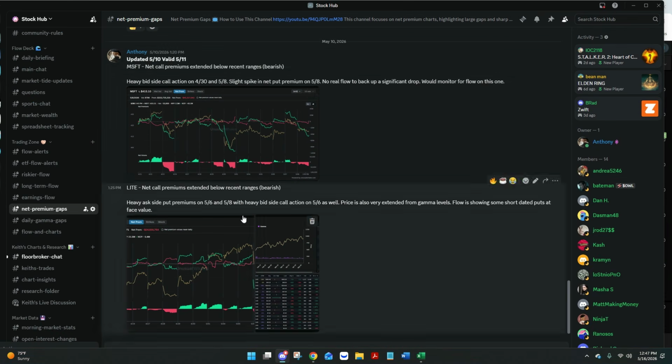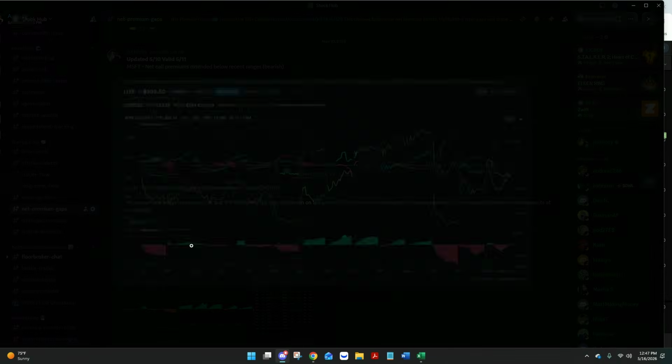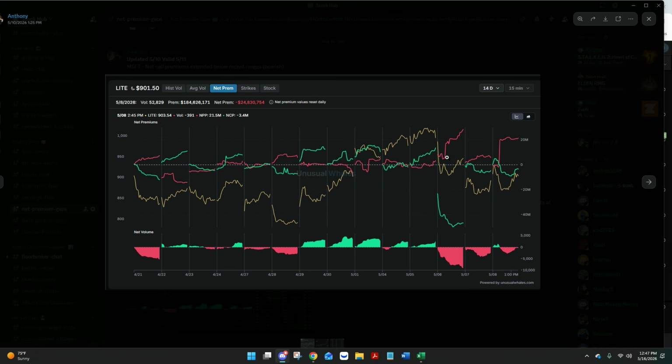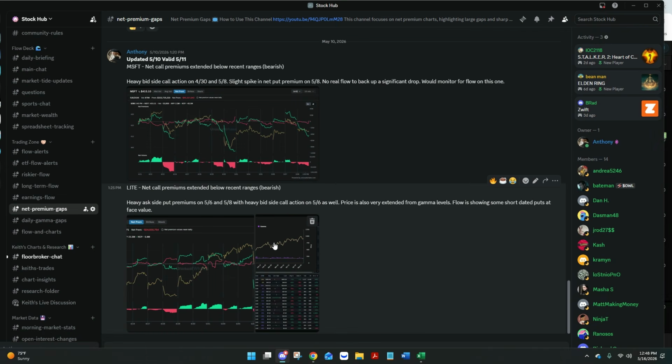Up next we have LITE. LITE was a really interesting one. Heavy ask side put premiums on that 5.6 and 5.8. You see that big spike in net put premium there, spike in net put premium there, and a huge drop in that call premium. Just some little bid side stuff there. But again, combining multiple data points, these channels do have multiple data points as well.